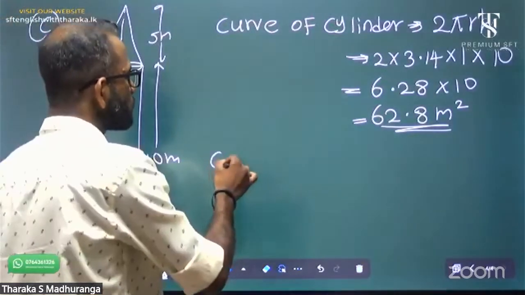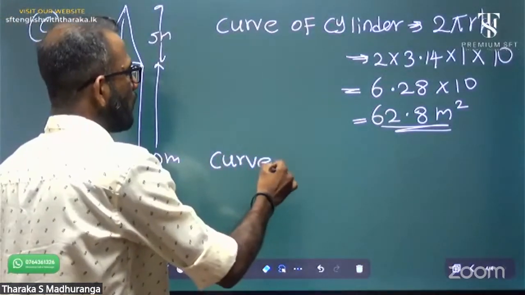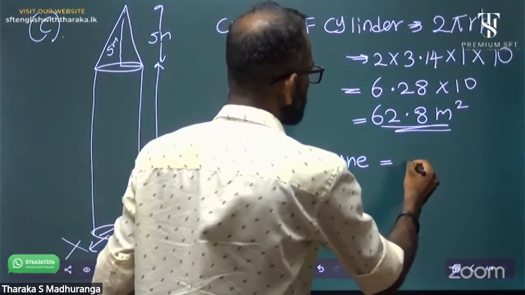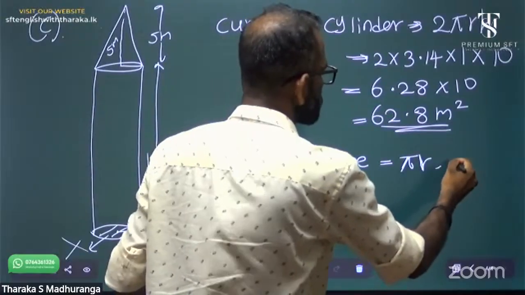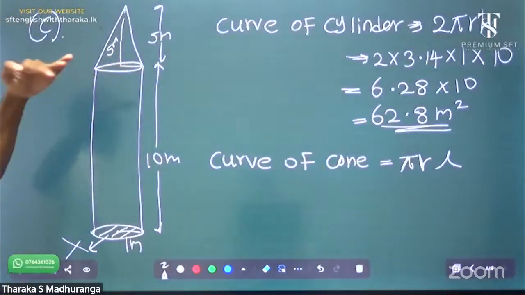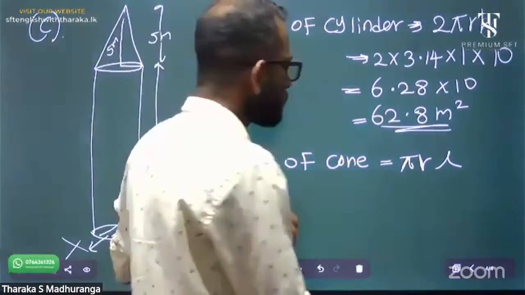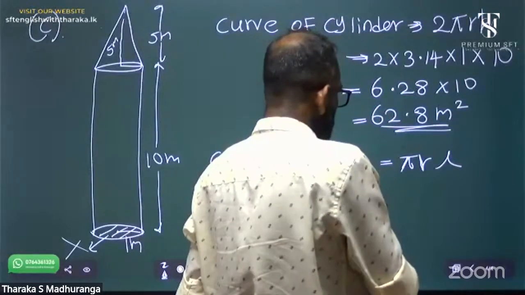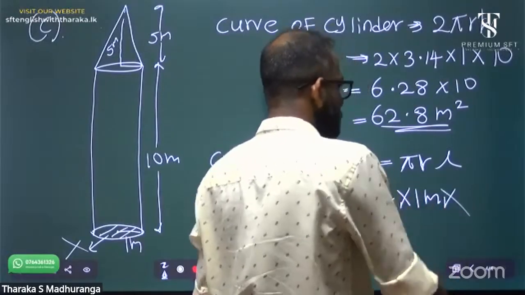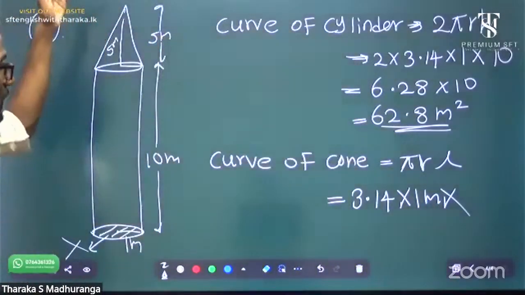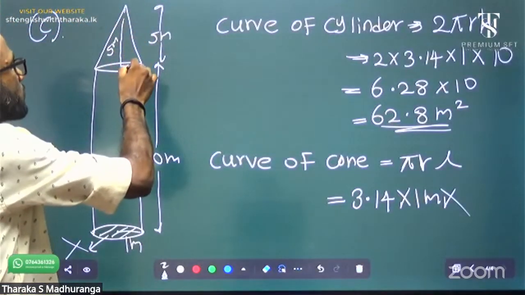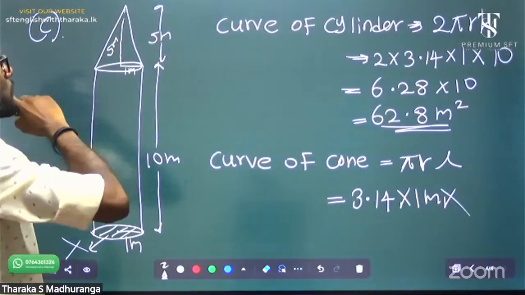Then the curved surface of the cone. What's the equation? πr, πrl. Only πrl, because the base is not open, right? It is closed. π is 3.14, radius 1 meter, but the slant height is not given. You have to use trigonometry.